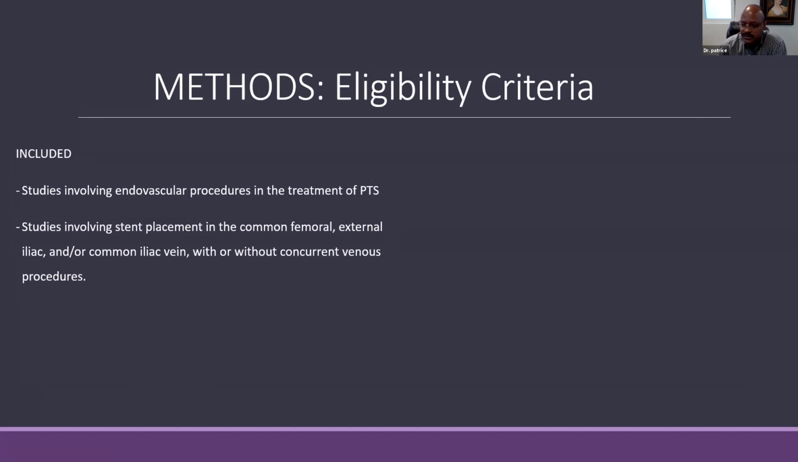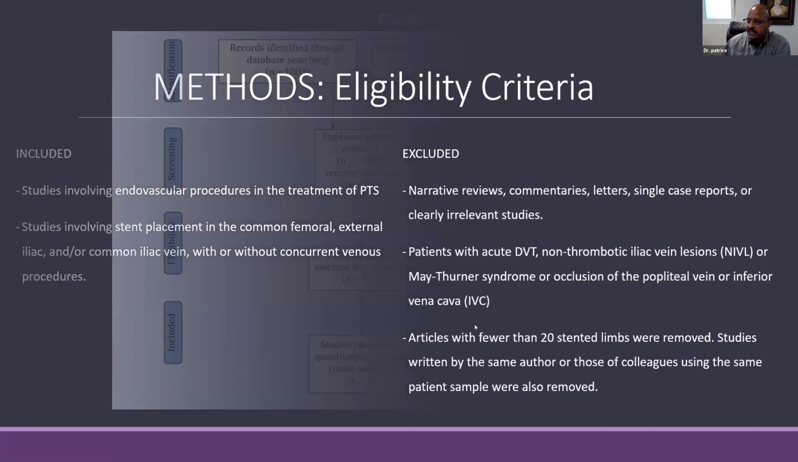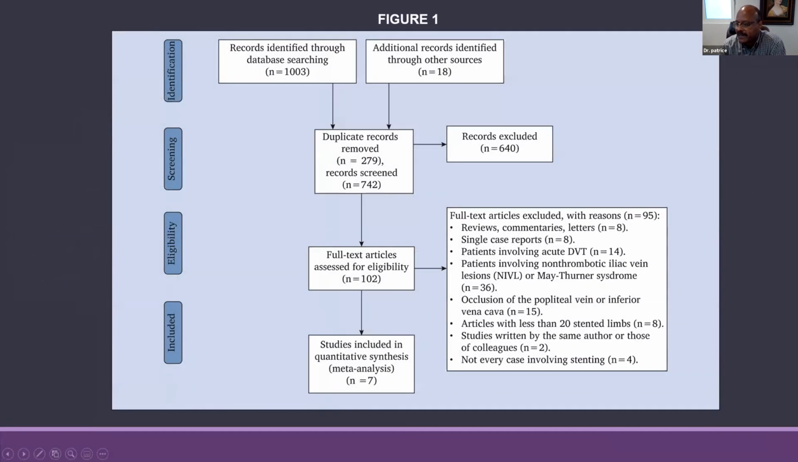So there were studies that involved endovascular procedures in the treatment of PTS, studies that involved stent placement in a common femoral, external, and common iliac vein. I won't go into more detail, but what is quite interesting in this paper is that they excluded all the patients with acute DVT, or everybody with May-Turner syndrome, or non-thrombotic iliac vein lesions. The articles with fewer than 20 patients were, of course, removed, which is the key. So basically, they end up with only 7 studies.